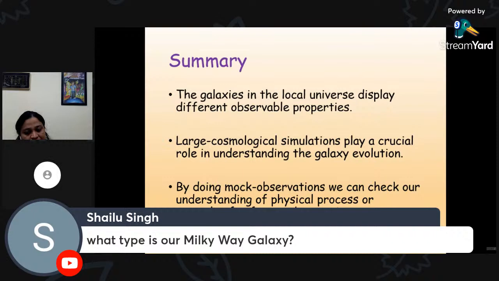Now, whether it has a bar or not is a topic of research. And recently, many papers and observations have shown, using a satellite called Gaia, which is able to track the motions of stars, not all the stars, but a significant portion of the stars in our Milky Way, that it also has a hint of a bar at the center. So you would say that the Milky Way is an SB type galaxy. You know, it's a spiral galaxy which has a bar.